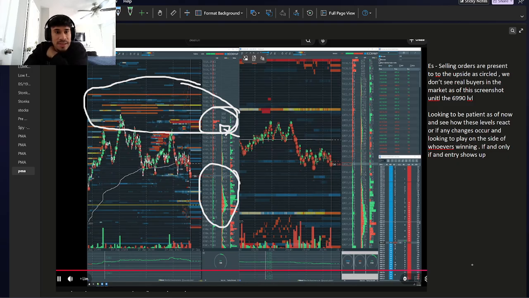ES. So this is the S&P 500, but this is the futures, the future for the S&P. And I wrote selling orders are present to the upside as circled. We don't see real buyers in the market as of this screenshot until the 699 level, where I circled down here. Looking to be patient as of now and see how these levels react, or if any changes occur. Looking to play on the side of whoever's winning, if and only if an entry shows up.